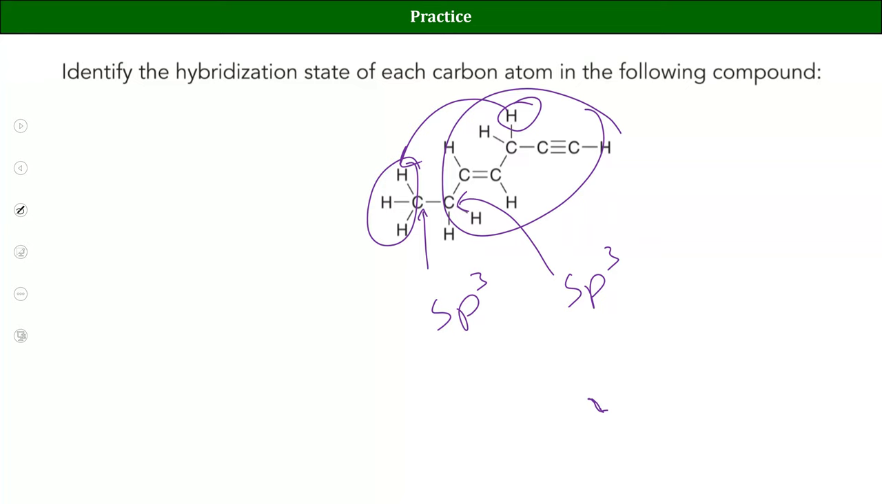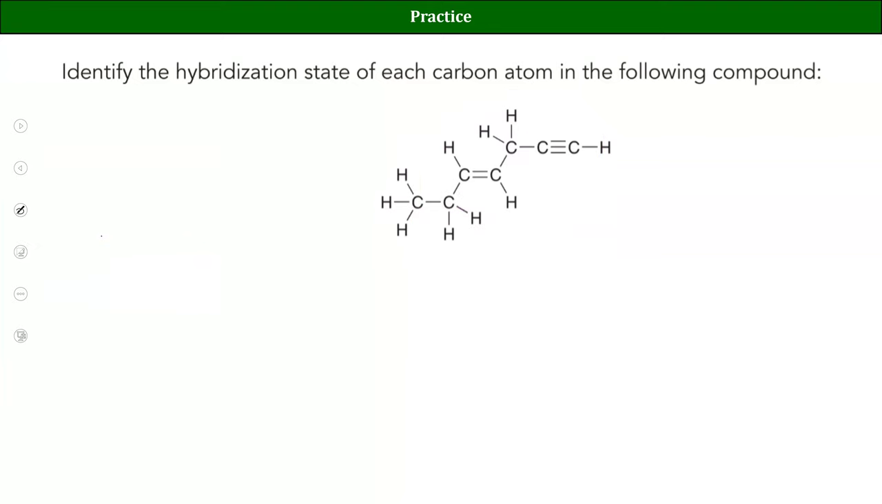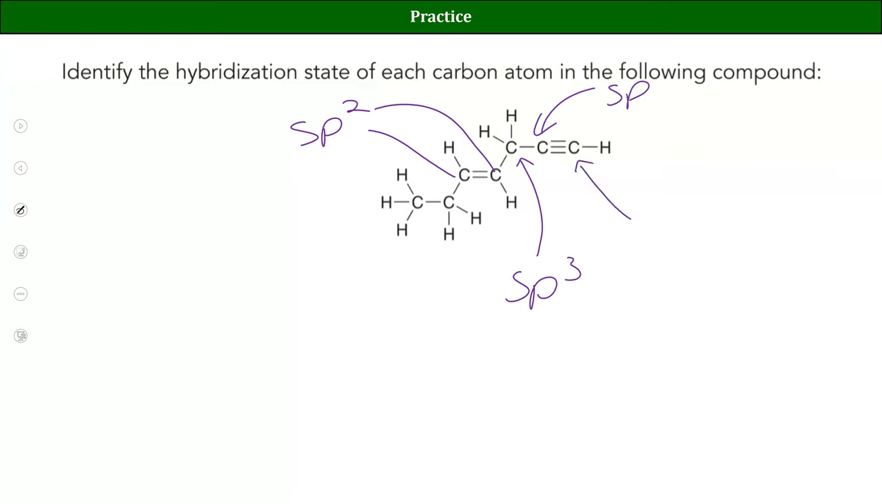All right, let me clear this. So how about these two? Those would be sp2. sp2. That was just sp3. sp3 again. sp. And also sp.